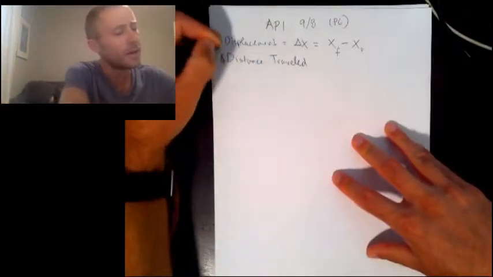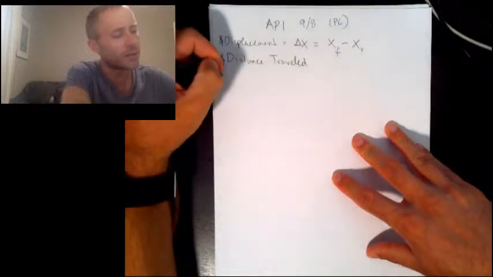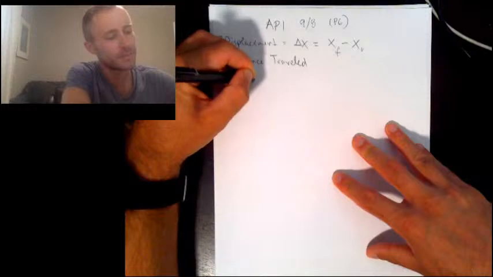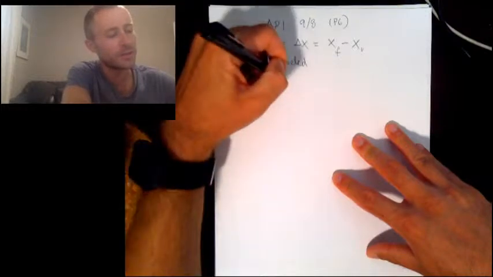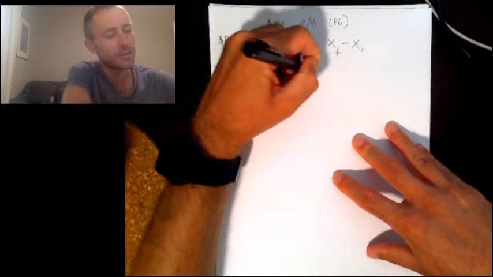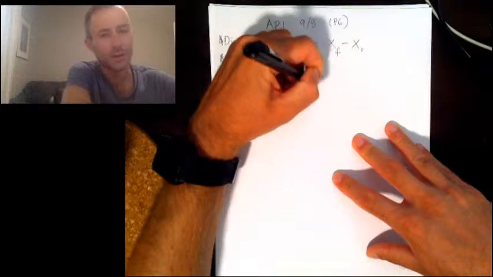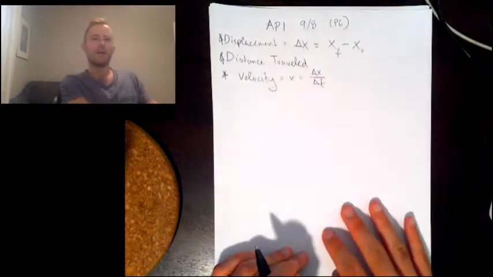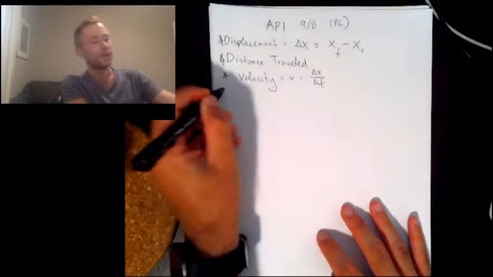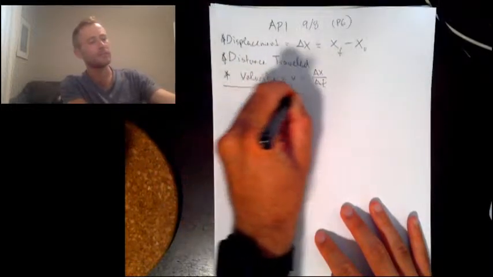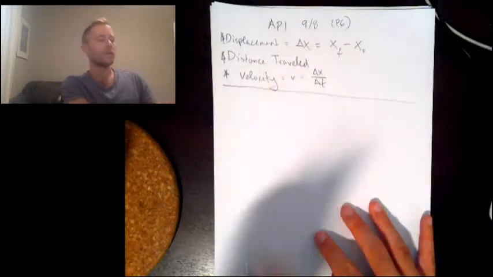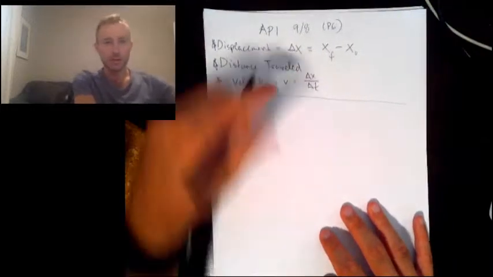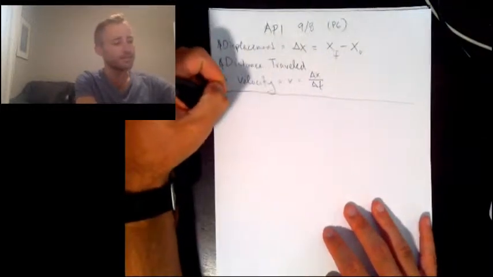Okay? And then lastly, we learned the equation for velocity. Velocity is displacement over time. Okay? So that is velocity. All right. So now we're going to learn some new stuff. And to learn the new stuff, we're going to have an example.